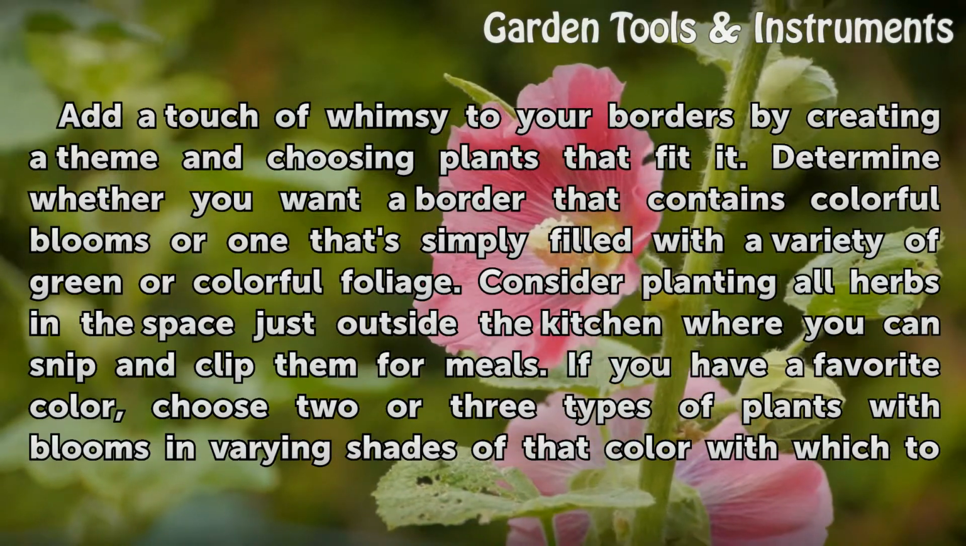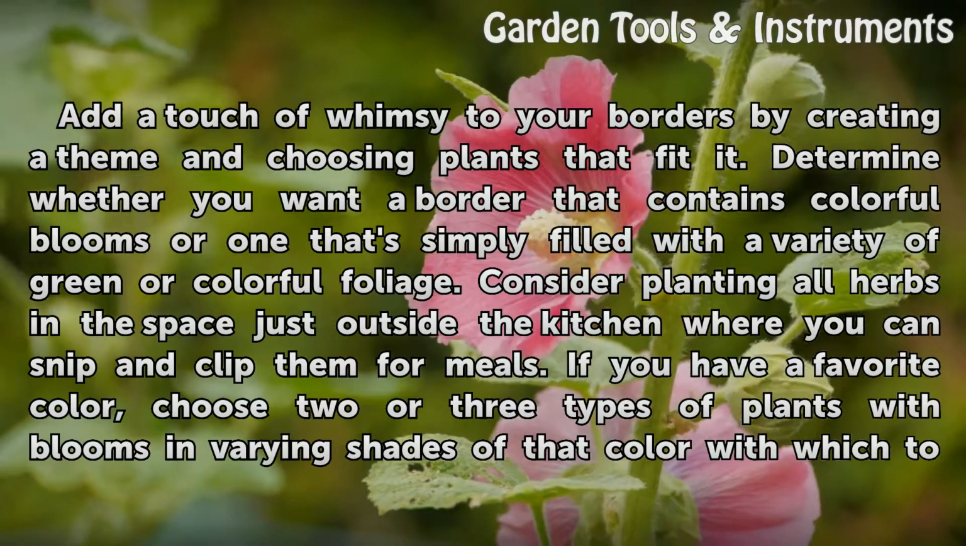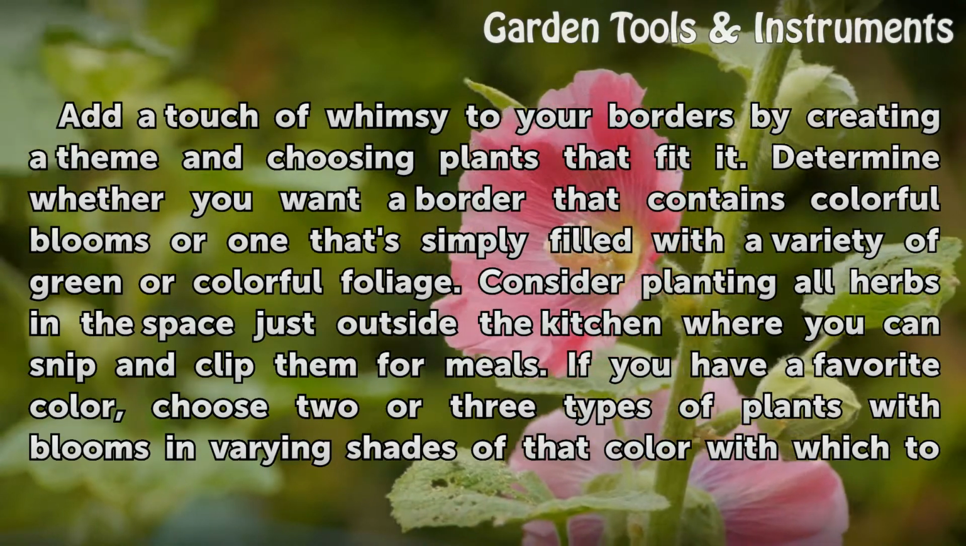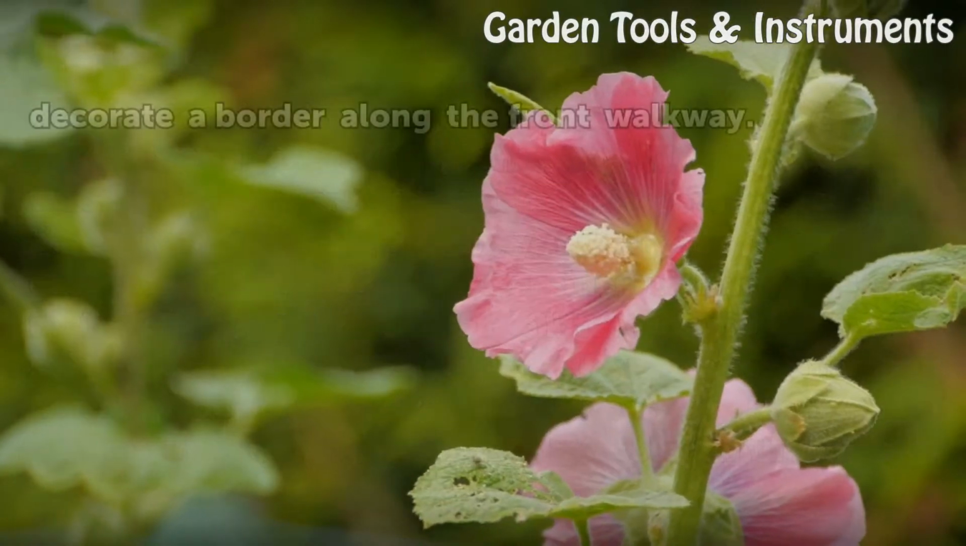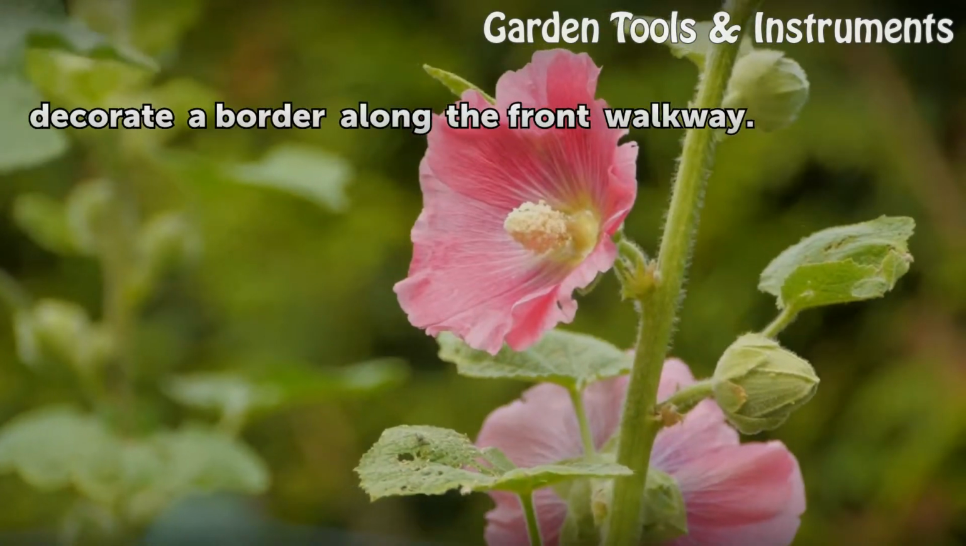If you have a favorite color, choose 2 or 3 types of plants with blooms in varying shades of that color with which to decorate a border along the front walkway.